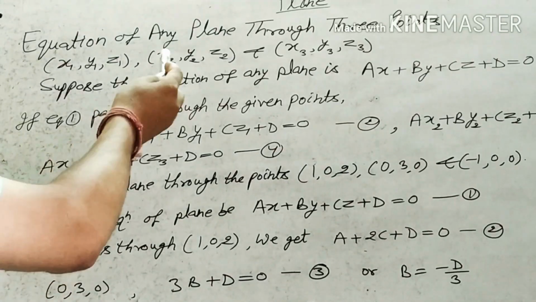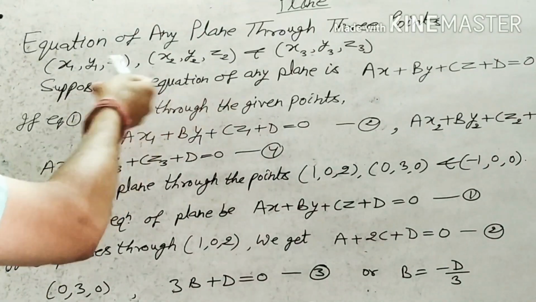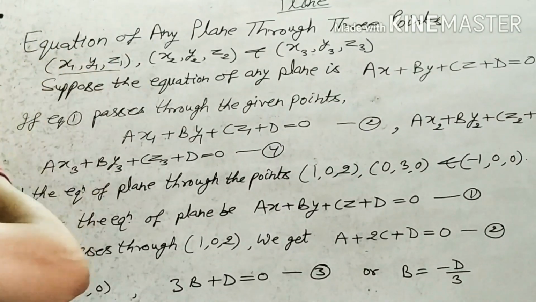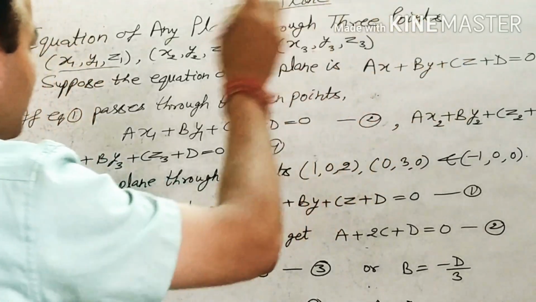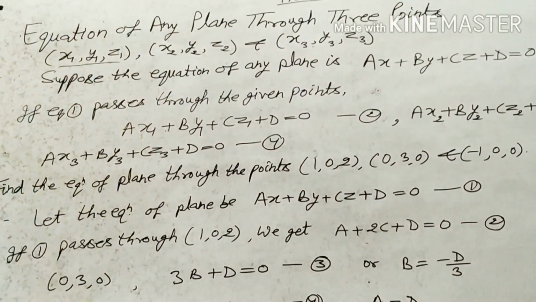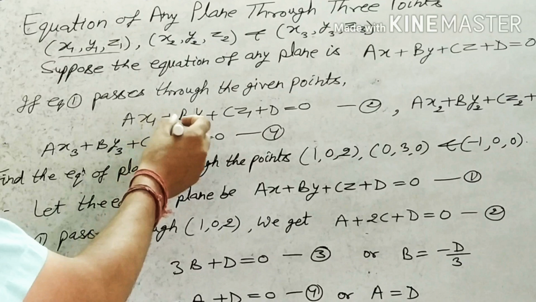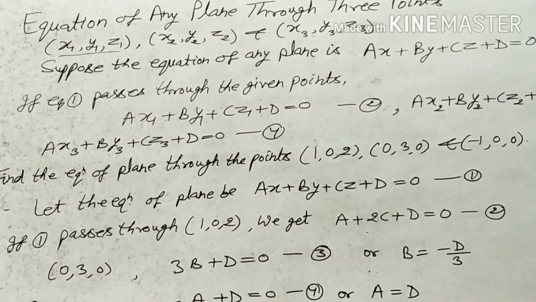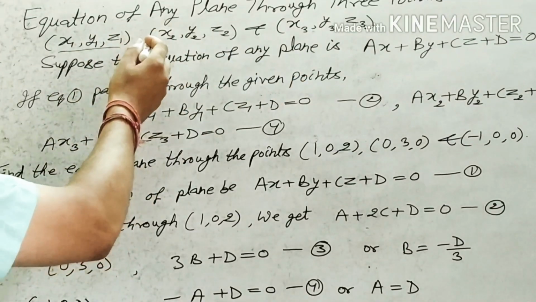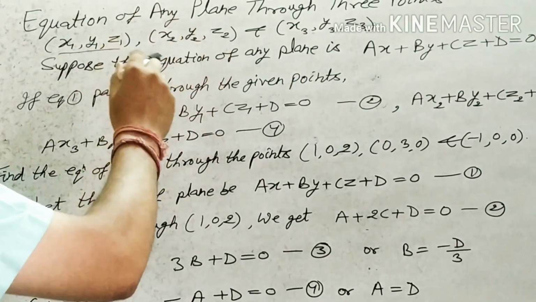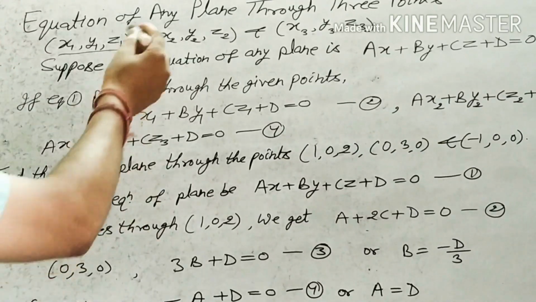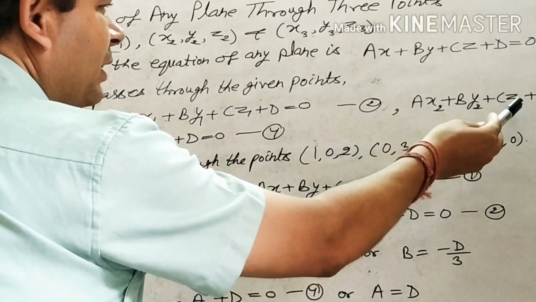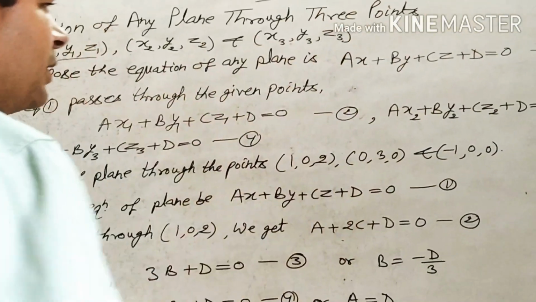If equation 1 passes through the 3 given points, then when it passes through x1, y1, z1, x, y, z will be replaced by x1, y1, z1. It means your equation will be ax1 plus by1 plus cz1 plus d equal to 0. That is your second equation. Now the standard equation again passes through the second point x2, y2, z2. This time x, y, z will be replaced by x2, y2, z2 and the equation will be ax2 plus by2 plus cz2 plus d equal to 0. That is your third equation.